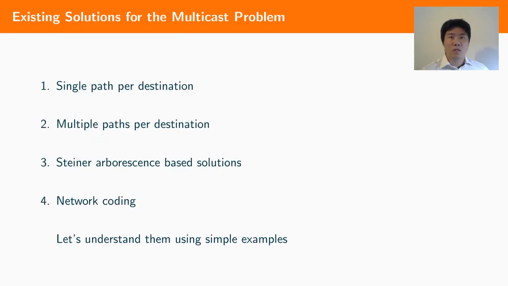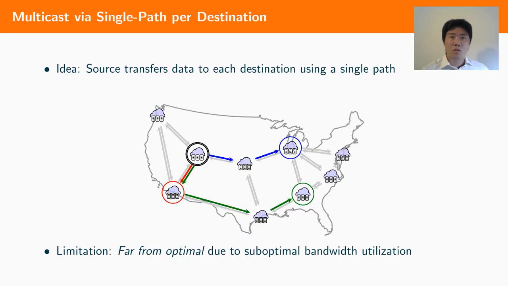There are four existing solutions for the multicast problem: single path per destination, multiple paths per destination, Steiner arborescence-based solutions, and network coding. In what follows, we introduce those methods using simple examples. The simplest solution is to multicast to each destination using a single path. However, it is not optimal as it fails to utilize all available bandwidth.